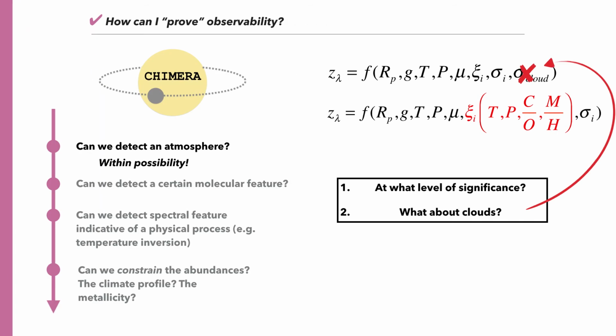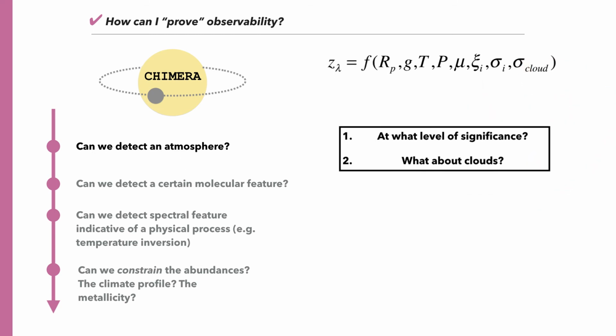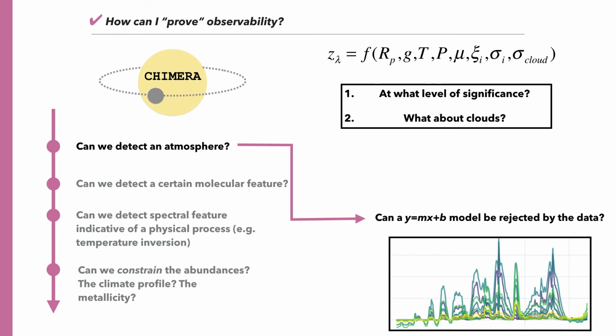So again, returning to our two questions, the first thing to realize is that for transmission spectroscopy, this question of can we detect an atmosphere really just translates to can a y equals mx plus b model be rejected by the data? If you think about planets or observations like TRAPPIST or GJ 1214, this was ultimately not the case. The y equals mx plus b model could not be rejected.